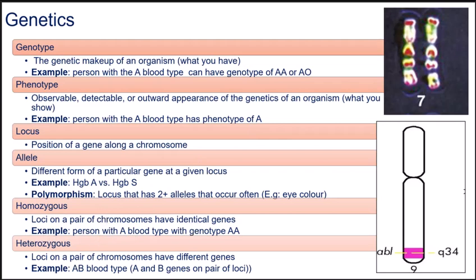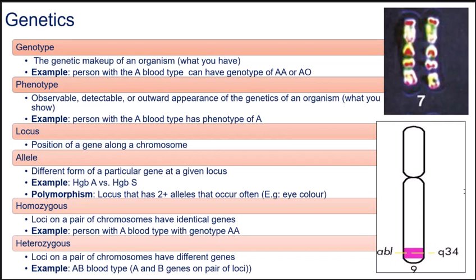could be that they both code for blue eyes. So this codes for blue eyes and this codes for blue eyes. So they are the same, so they're considered homozygous. An example of them being different or heterozygous could be that one codes for blue eyes and one codes for brown eyes. So they are different.